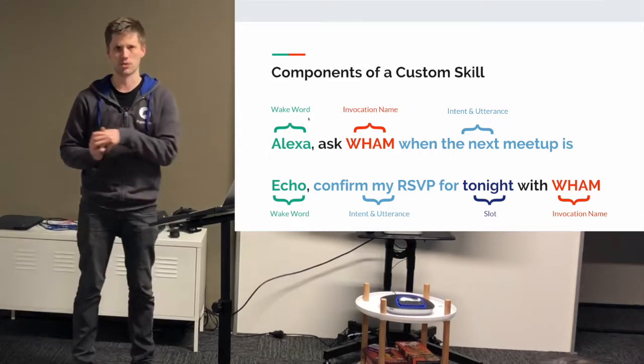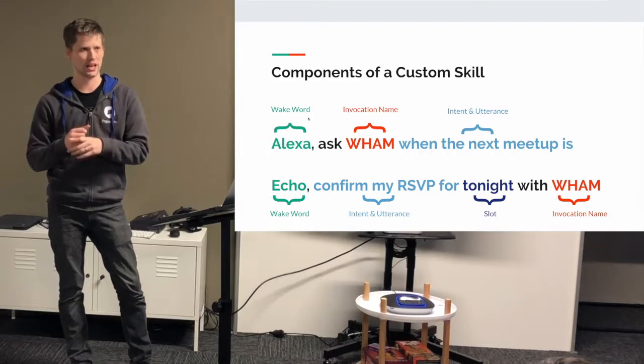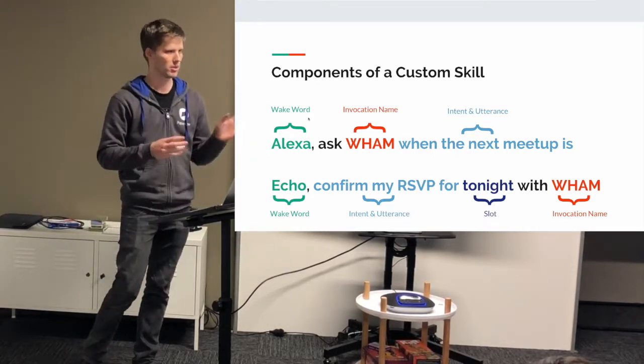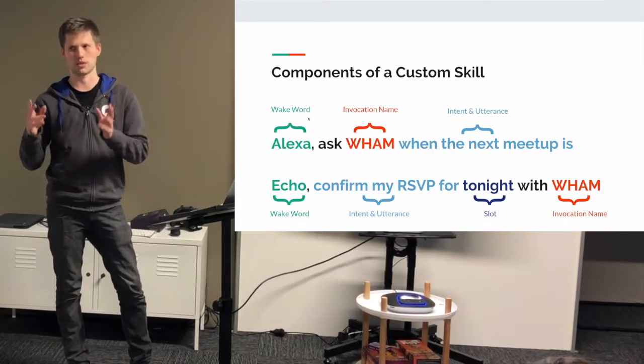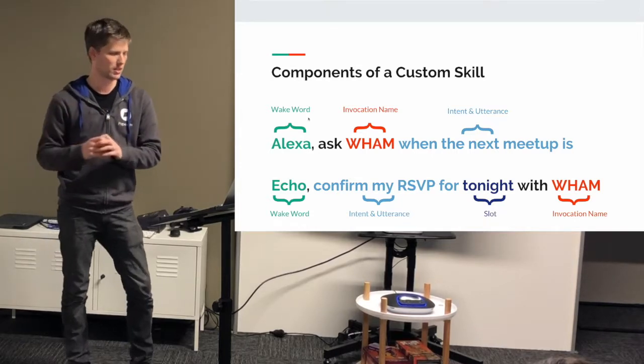So that's like a name for your skill. That's got to be reasonably short, reasonably clear, and fairly unique. There isn't a global namespace for these. You can have one that's named the same as other ones, but you obviously can't have a user with the same invocation name on the same device. So you want to make sure it's reasonably unique.